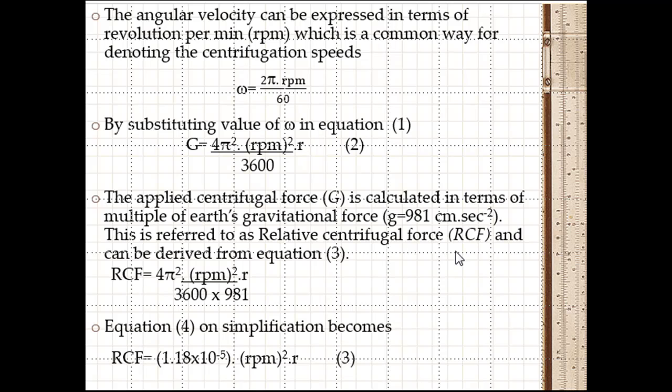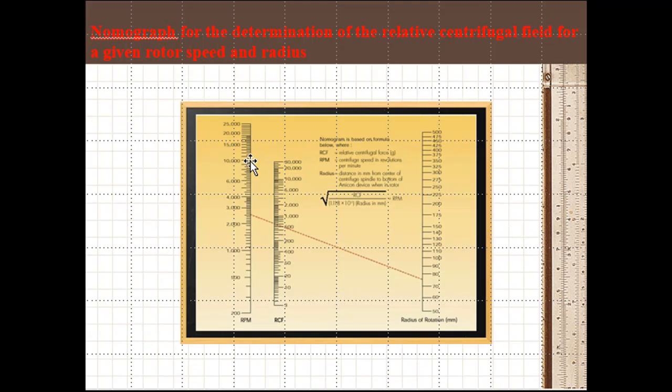This is referred to as the relative centrifugal force and can be derived from equation 3. RCF is equal to 4 pi squared into RPM squared into r upon 3600 multiplied by 981. On simplification, equation 4 becomes RCF equals 1.18 into 10 to the power minus 5 multiplied by RPM squared multiplied by r. This is a simple way to express the relationship between RCF and RPM. This figure shows a nomogram for determining the field for a given rotor speed and radius.